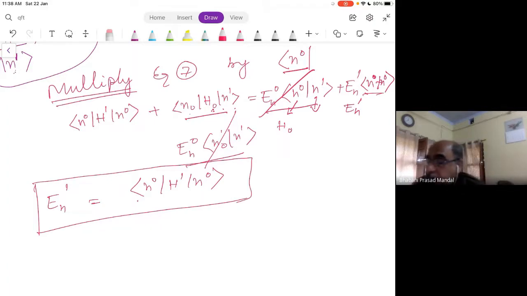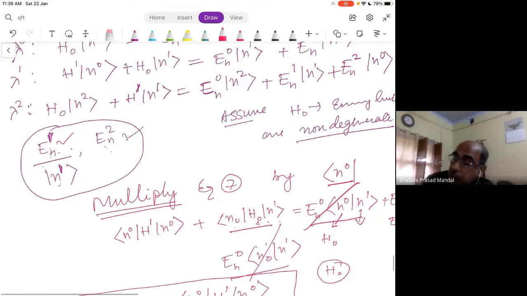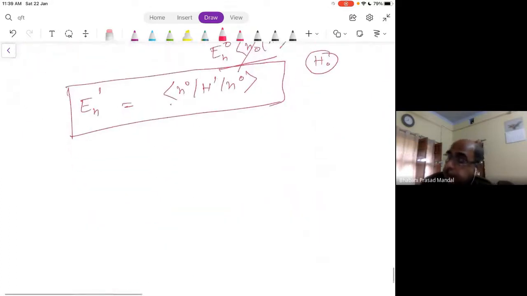The first order correction to the energy eigenvalues is nothing but the expectation value of the Hamiltonian H prime in the unperturbed state. n0 is the state of H0, so I know n0. I take just the expectation value and I get the first order correction. So three quantities we are supposed to find, and we found one of them.